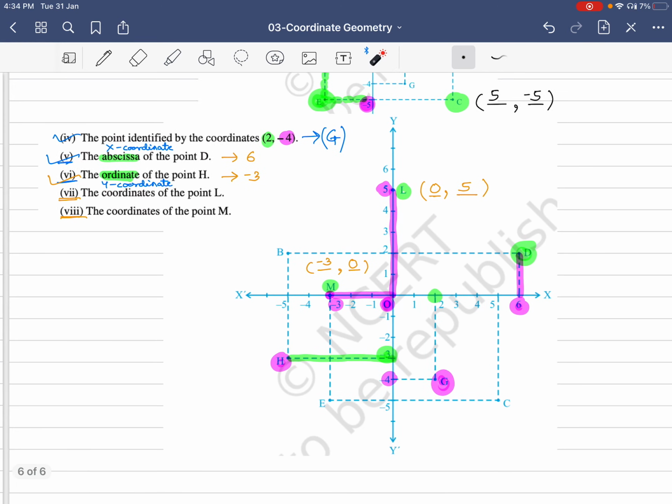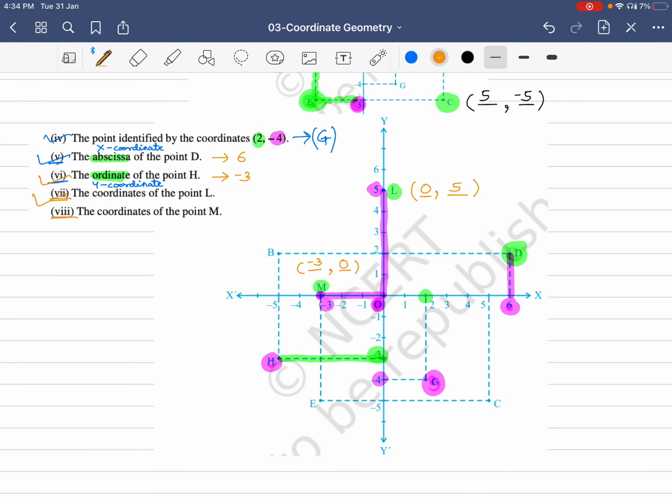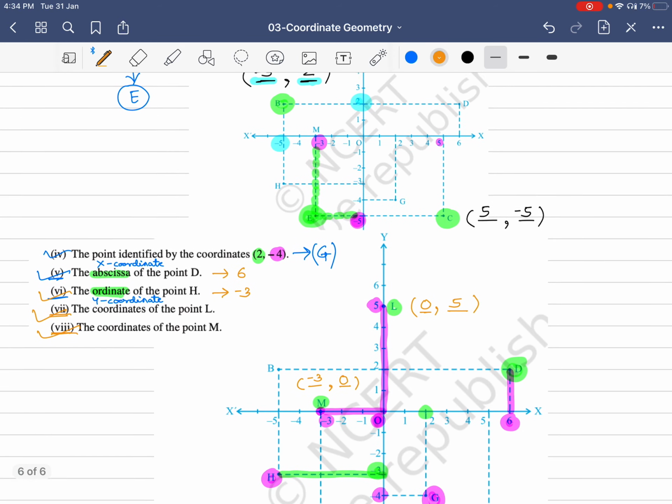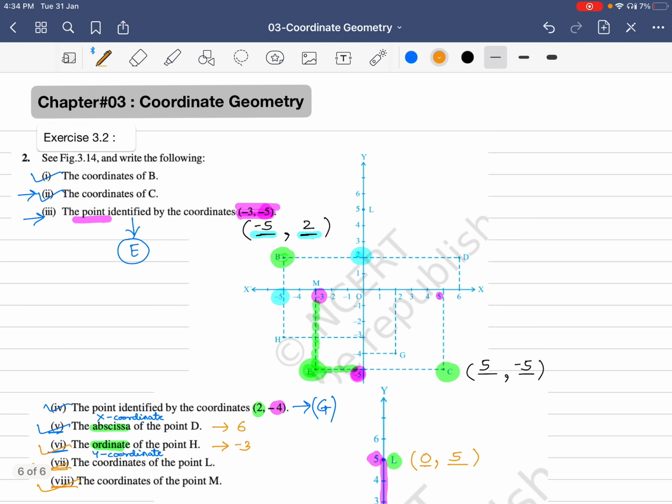So in this way, this is also done. So I'm just going to mark it done. So we have solved all the 8 different questions which were related to this Cartesian system that was given to us.